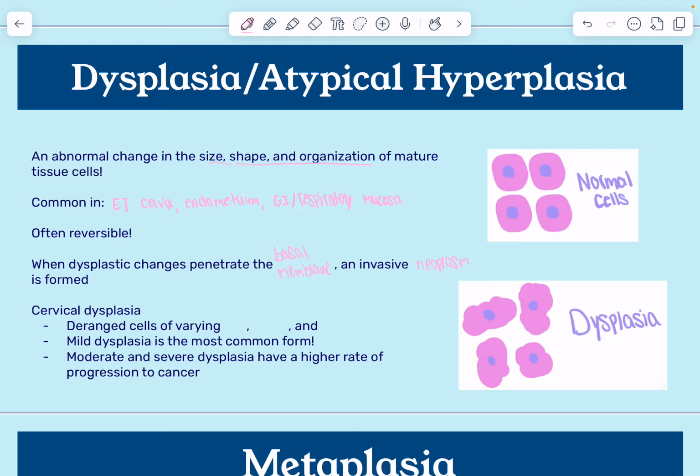So cervical dysplasia is caused by deranged cells of varying size, shape, and appearance. A lot of the times this is mild, and 70% of the cases can revert back to normal, but when the changes are moderate and severe, there's a higher rate for progressing to cancer.